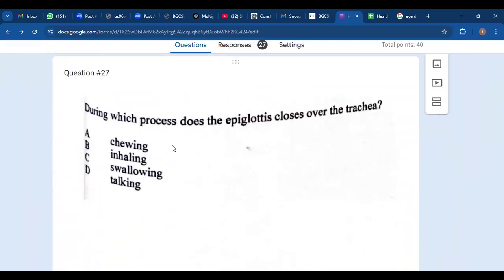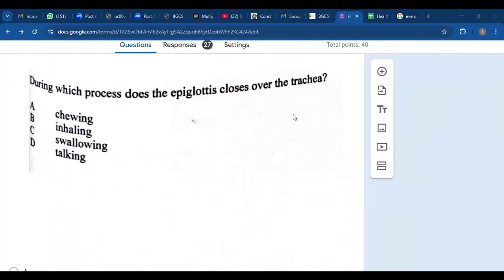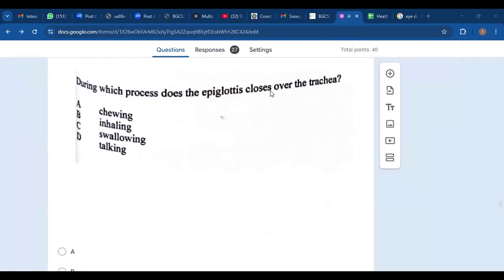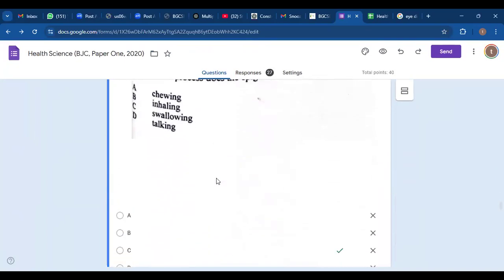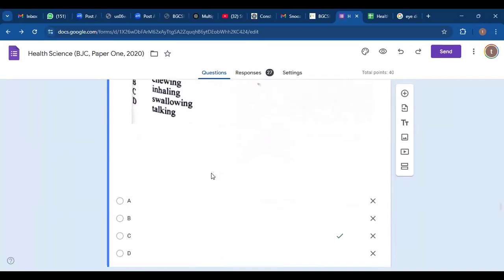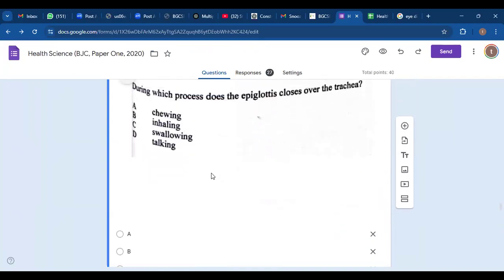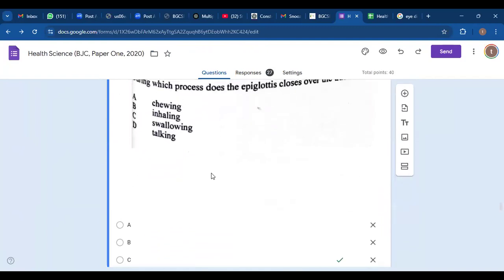Number 27. During which process does the epiglottis close over the trachea? Swallowing. C. When you're swallowing, yeah. So when you swallow, it covers the trachea so that food wouldn't go to your lungs. It wouldn't go through the wrong tube or pipe.